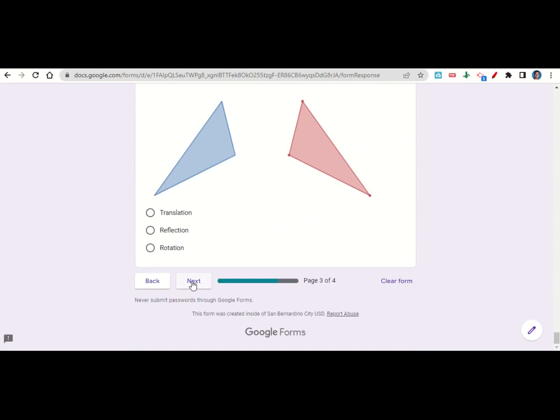Once you get to the end of the assignment, go ahead and click Next. This will take you to your Before You Go. Go ahead and fill out your Before You Go and then submit your work on Google Classroom.